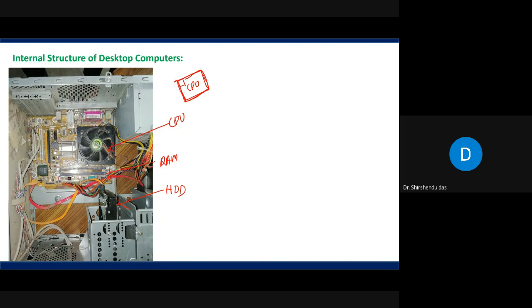Sometimes RAM is also called main memory, not the hard disk. Whenever you see the term main memory written in a textbook or any other place, you have to understand that the meaning of main memory is RAM, not the hard disk. The hard disk is called secondary storage. Okay, so I think some basics are clear.